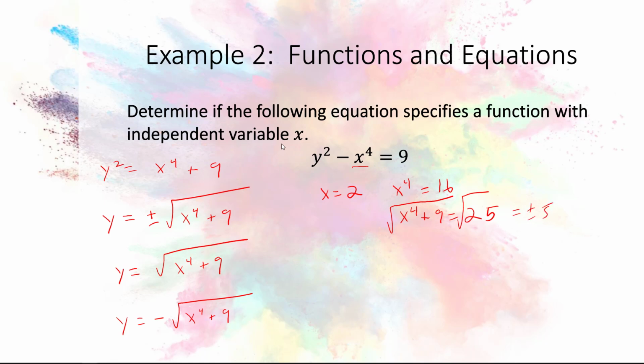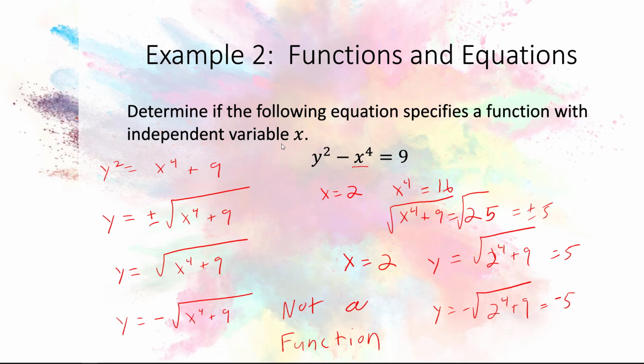All right, so if x is equal to 2, then y can be equal either to the square root of 2 to the fourth plus 9, which is equal to 5, or y can be equal to negative the square root of 2 to the fourth plus 9, which is negative 5. So for one value of x, we have two values of y. This cannot be a function.